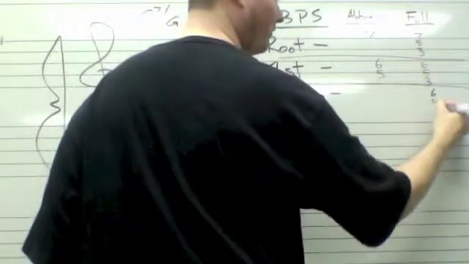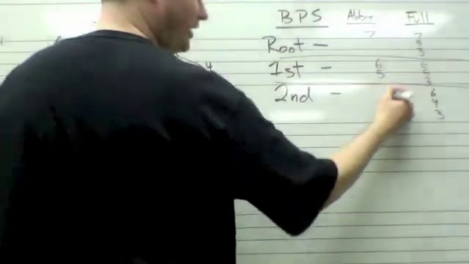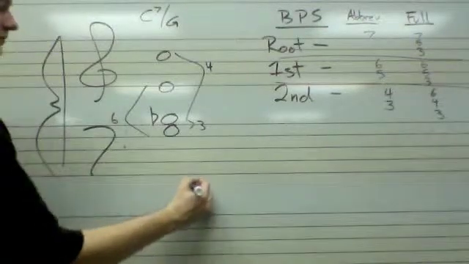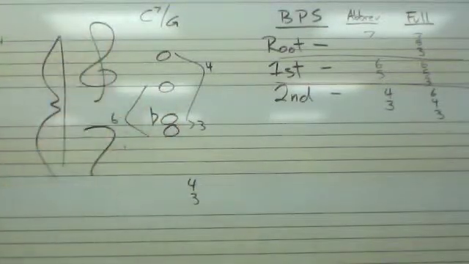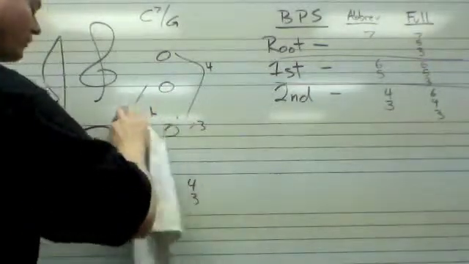So this would be 6-4-3 for the full version. The abbreviation is only the 4 and the 3. So a second inversion seventh chord is abbreviated using a bass position symbol with 4-3. Because seventh chords have one more note than triads, they also have one more inversion.